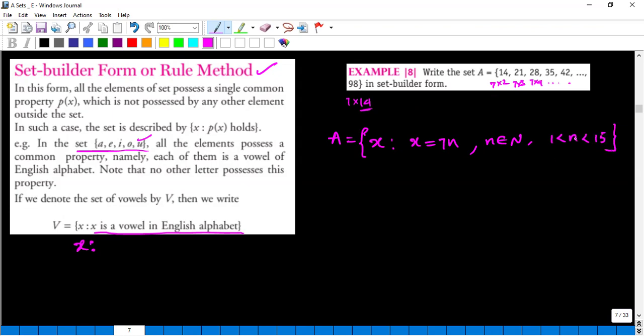Hope everyone understood. The value of n is in between 1 and 15 and n is a natural number. Okay, this is the condition, and here you need to write "and": n is a natural number and n is in between 1 and 15. This is how I will make the condition.